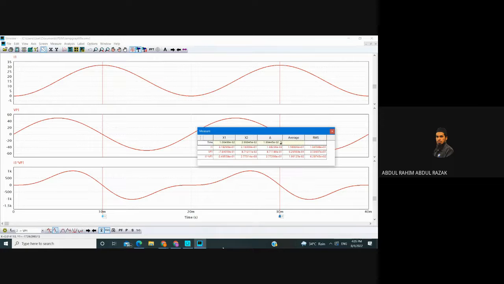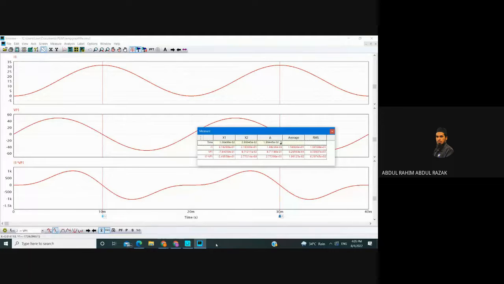Any comment from the floor? No. Okay, teammate, ada? Teammate dapat graf yang sama? Pattern shape yang sama? Okay, we take a look at the result.